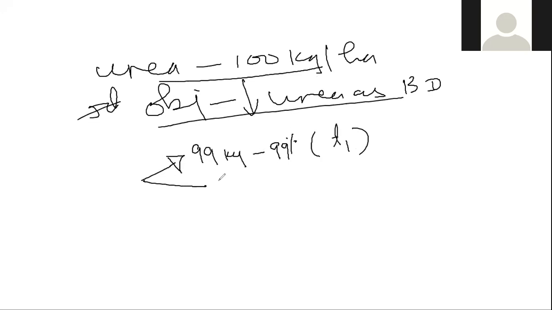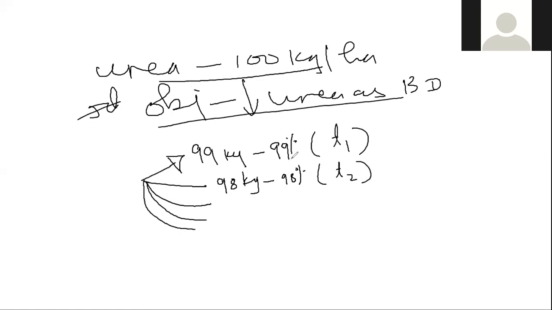Second one is you are applying 98%, so 98 kilogram per hectare. So this is 98%. I'm putting everything in detail, right? So likewise, we can reduce the urea percentage gradually.